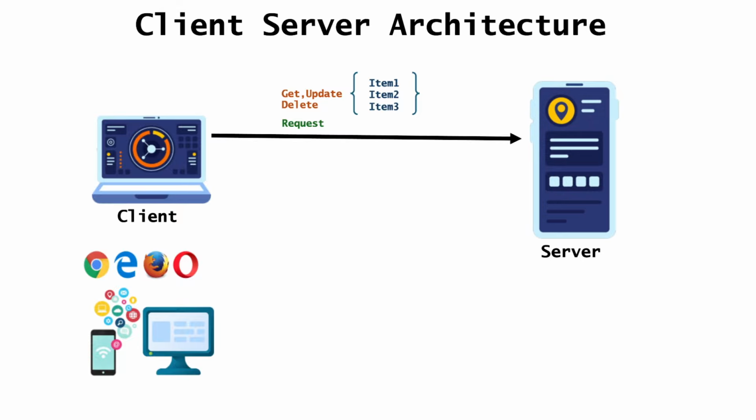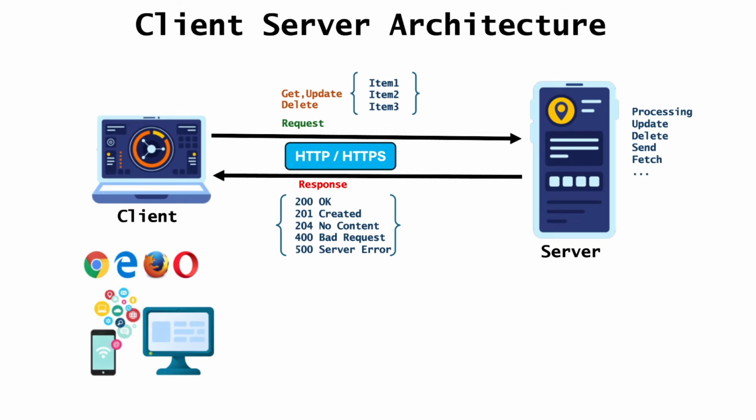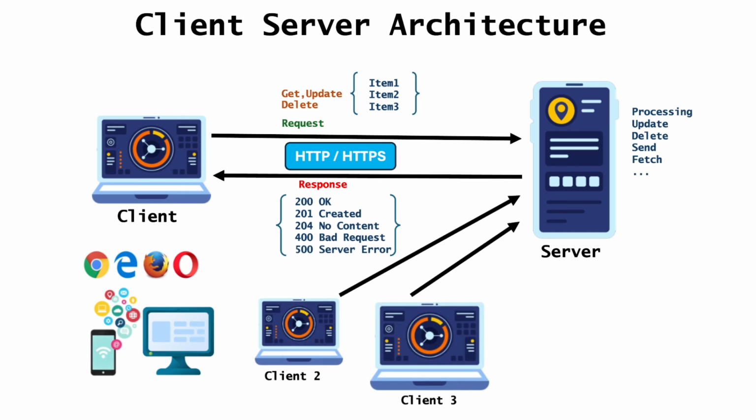On the other side, you have the server. That's where the logic, processing, and data live. The server listens to those incoming requests, processes them, maybe talks to a database, applies some business logic, and then sends back a response. This back-and-forth communication usually happens over the internet using protocols like HTTP or HTTPS. The client doesn't need to know how the server works internally. It just knows that when it asks, it gets an answer. That separation between what the user sees and what the system does is what allows us to build scalable and maintainable applications.